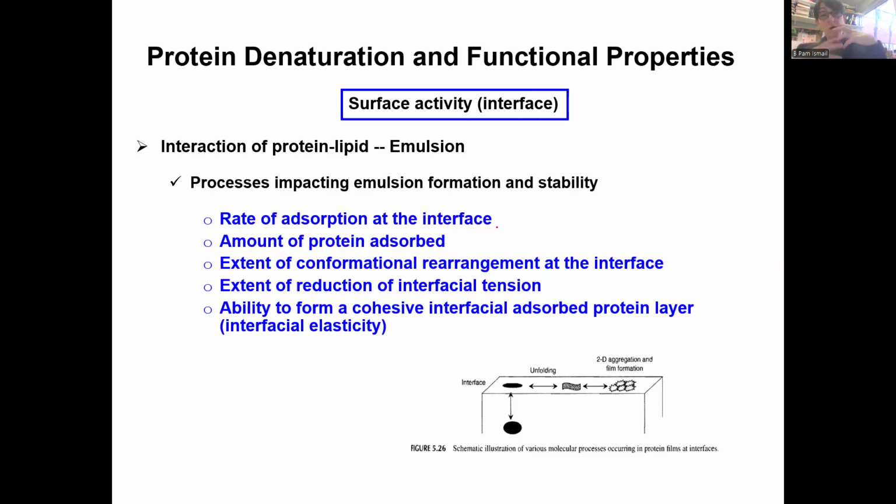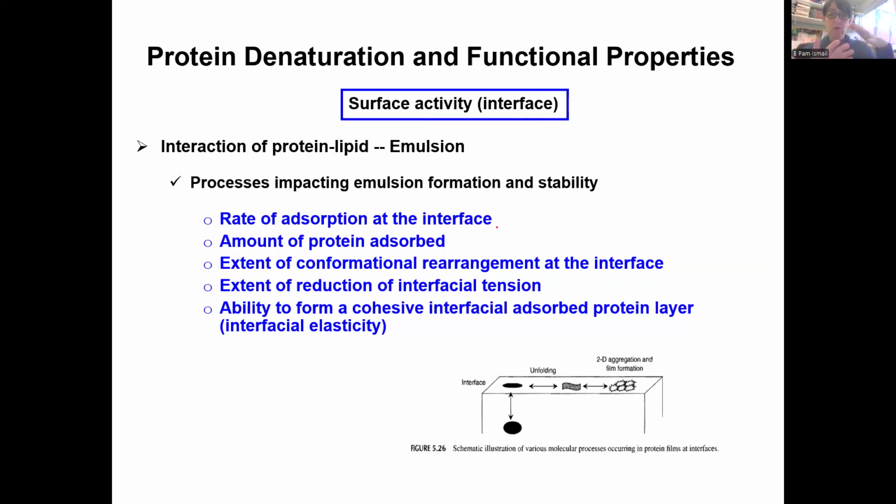So when you have conformation rearrangement and then reorientation, you reduce the surface tension, and this is important. And then the ability to form that cohesive protein layer. So you need to form protein-protein interaction. So everything is a balance. You need to have some charge, flexibility in structure.